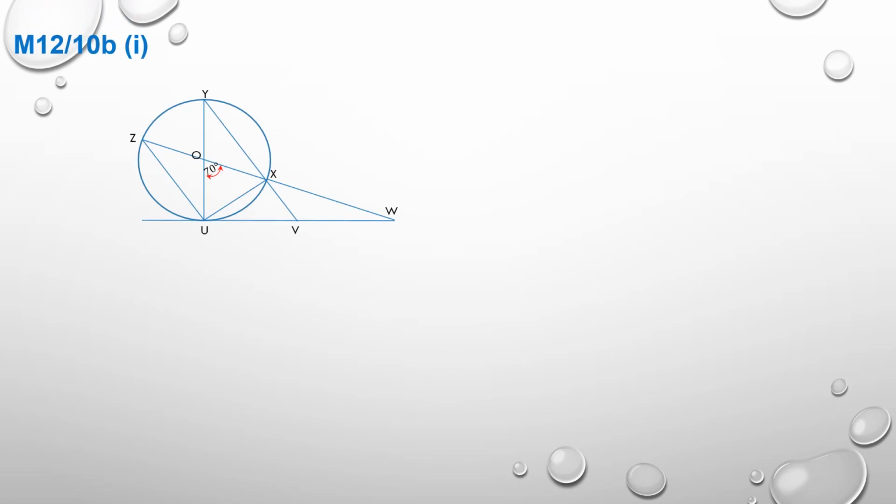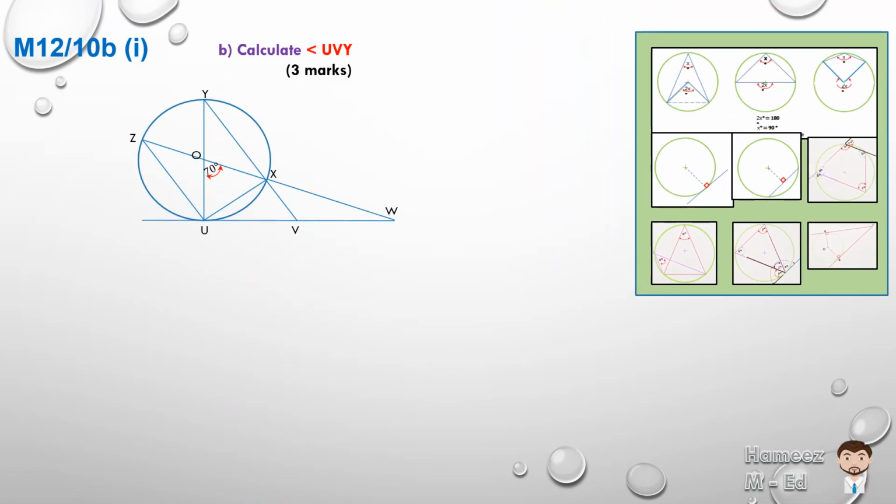Part B of the question asks us to calculate angle UVY. So let's recall that in the triangle UVY, or even the smaller triangle UXY, we don't have any of the angles there. However, we have a chord UX, and from that chord, it forms a triangle at the center, O. And from the same chord UX, it forms a triangle at the circumference at Y.